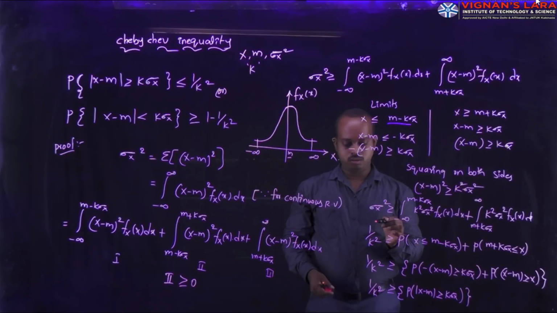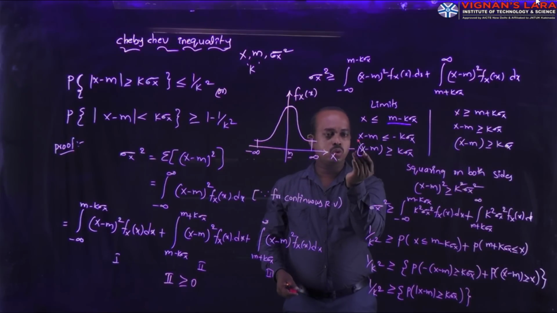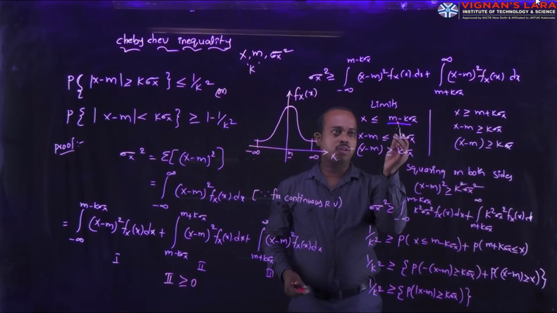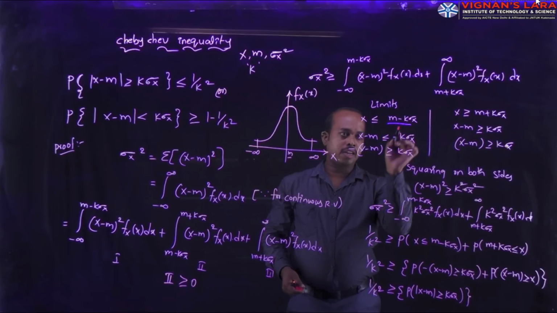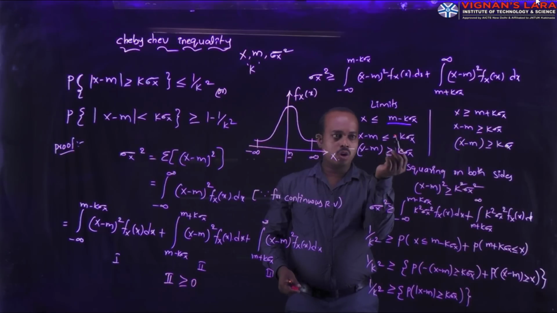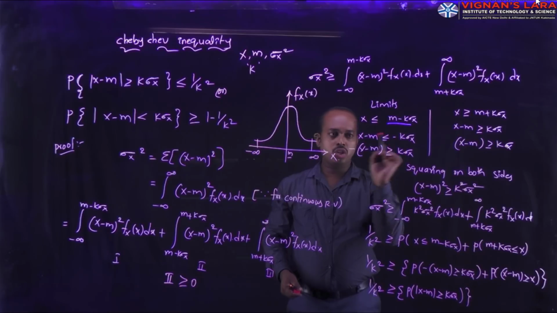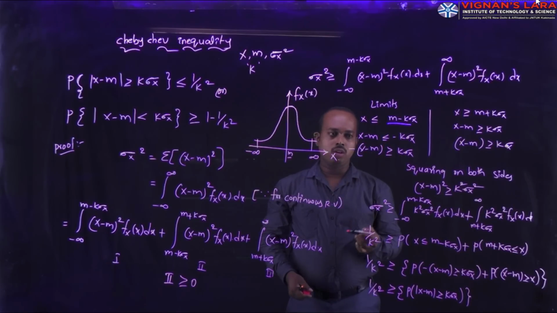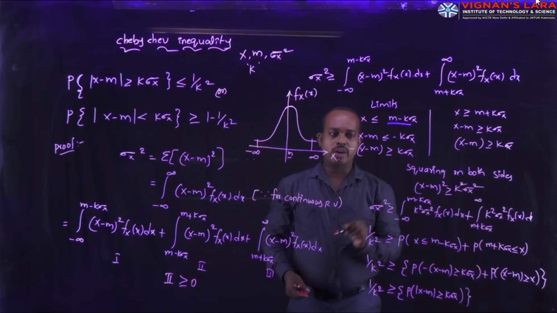For this, using these limits, we can move the mean value to the left-hand side. I am moving the m value to the left-hand side. We can write x minus m less than or equal to minus k into sigma x. Then we move the negative sign to the left-hand side, and automatically the comparison changes. If it is less than or equal, it changes to greater than or equal. Based on that property, x minus m is greater than or equal to k into sigma x.